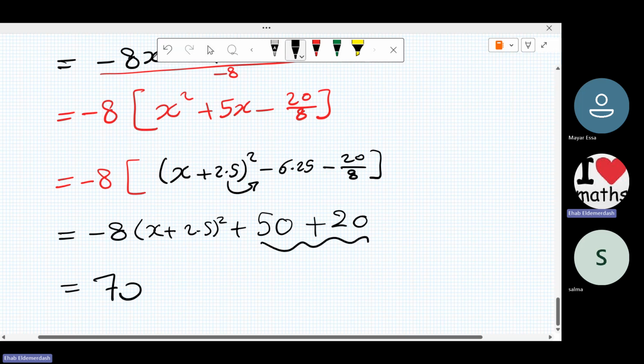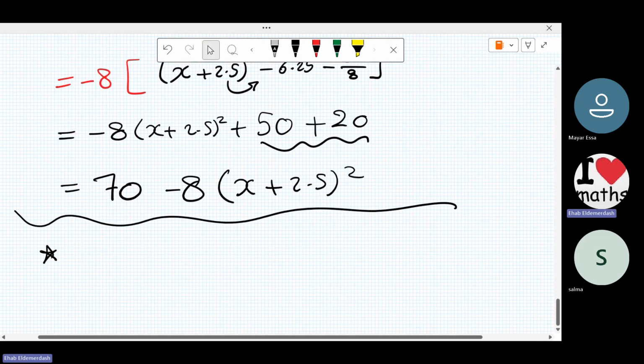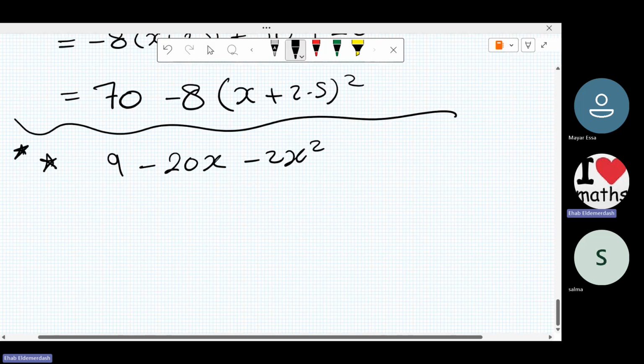I can put it at the beginning: 70 minus 8 into the expression x plus 2.5 squared. All of you please do this as the last question for today's session. I have 9 minus 20x minus 2x squared. Please order it first. I will help you with the order. Order means I will start from the highest power, so I will start from minus 2x squared, then minus 20x plus 9.